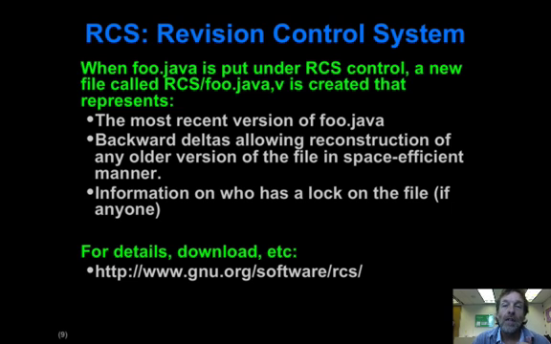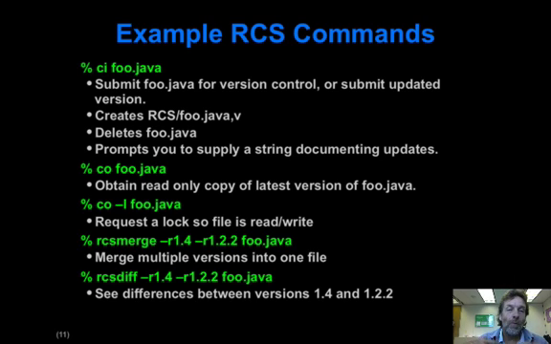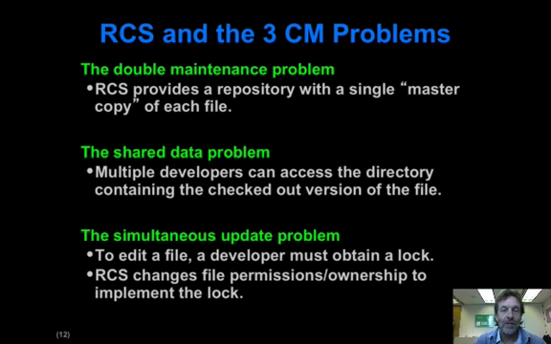The historical, the seminal version control system is called RCS, and I'm not going to spend a lot of time on this. It's no longer really used, but it was a way to preserve versions of files. And you can see the home page here. Basically what you would do is you would take a file and you'd perform these commands on it to create a historical record of that file as it changed over time. And you could do checking out, you could do merging and differencing and so forth. And it solved the three problems, to a certain extent.